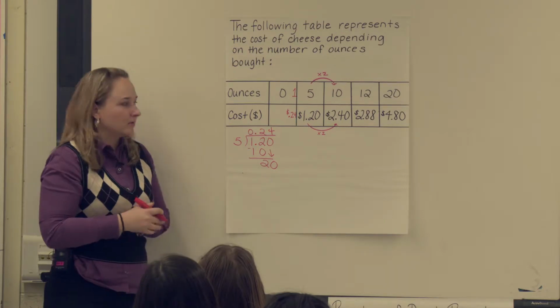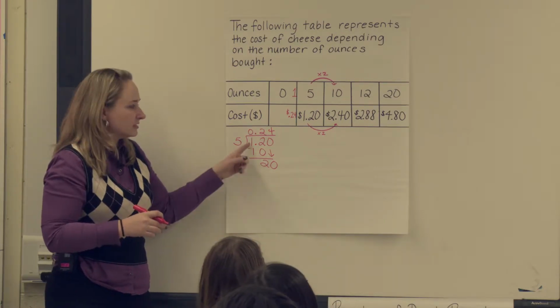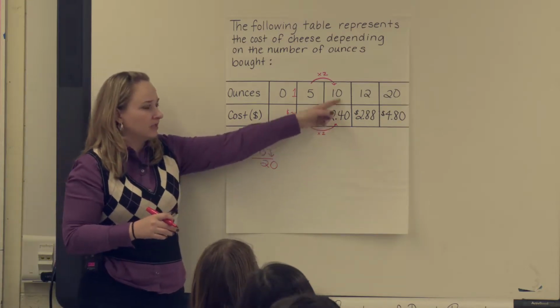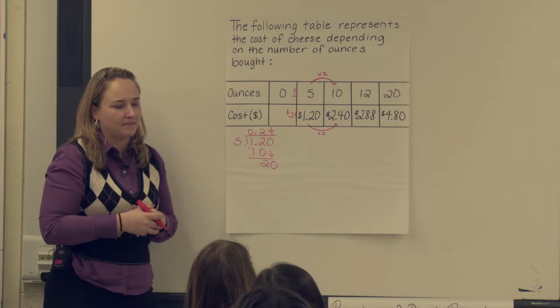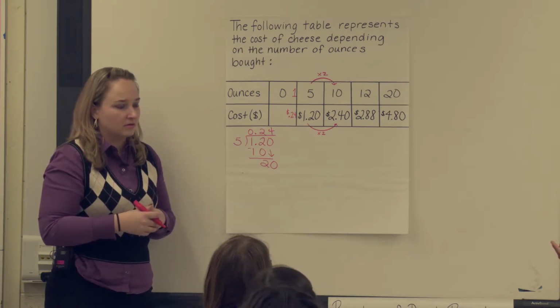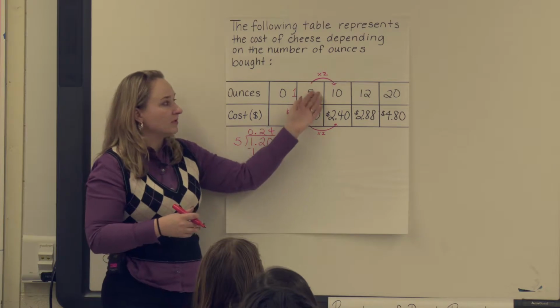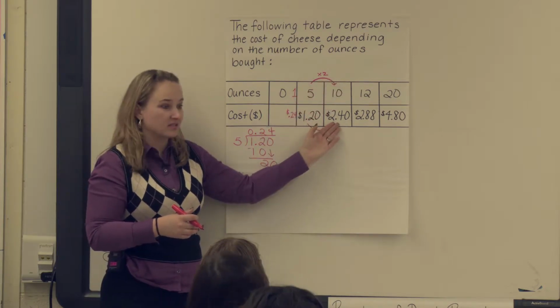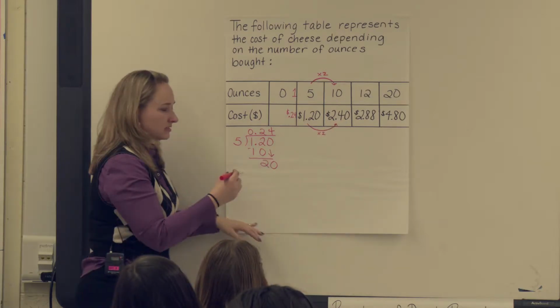Can I prove it another way? If this is the cost per ounce, what should happen here? What do you mean? How should it stay the same? Because it kind of doubles. It should stay the same. Okay, so you're saying if we're doubling the ounces and the cost, then if I divide this out, should I get the same unit rate? Let's try it. Let's see if Levi's right.